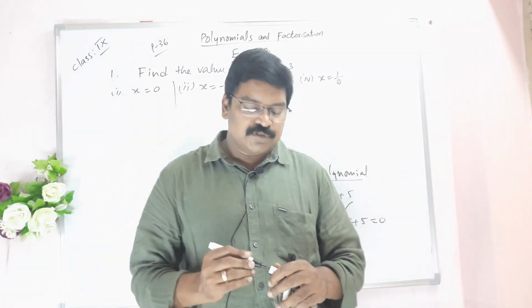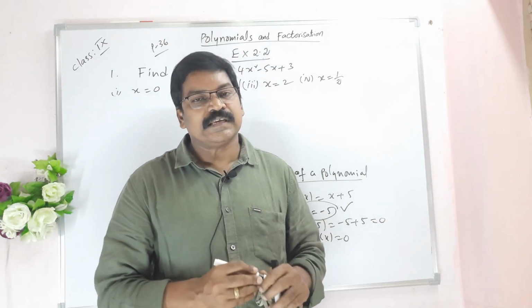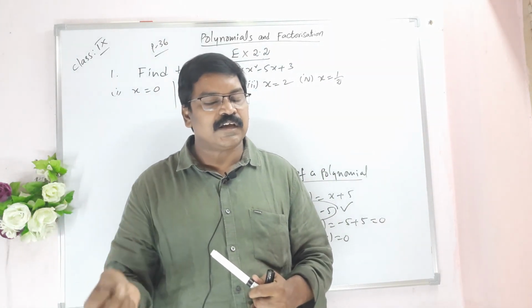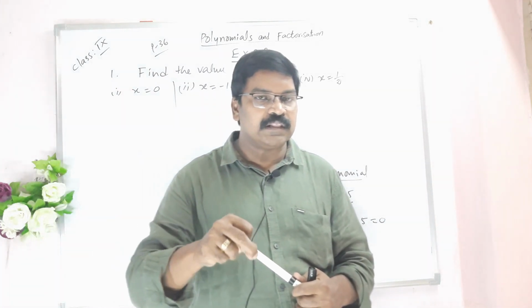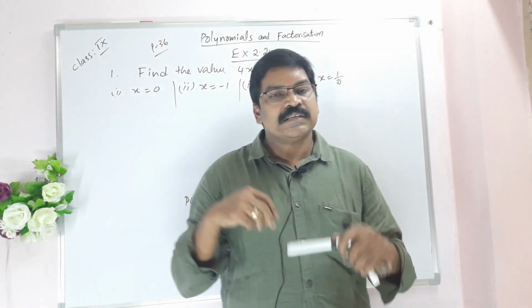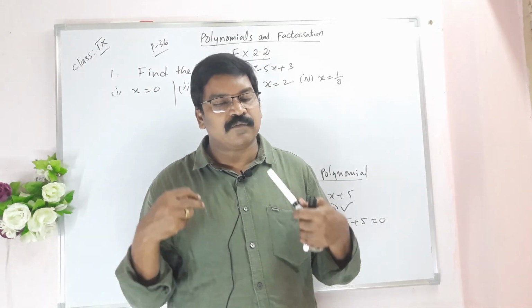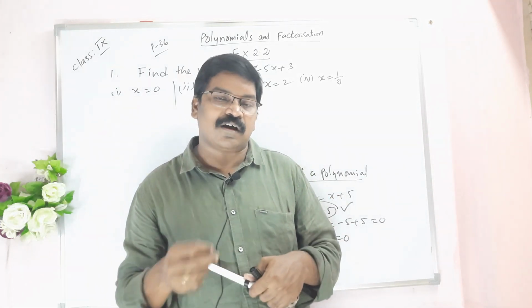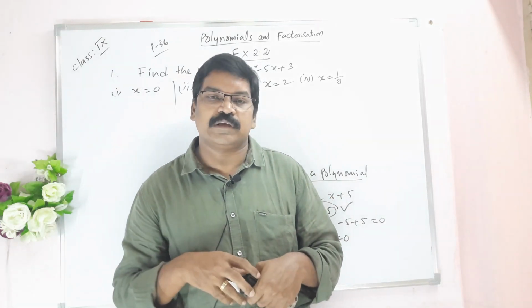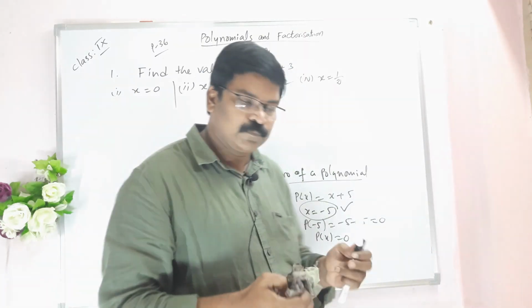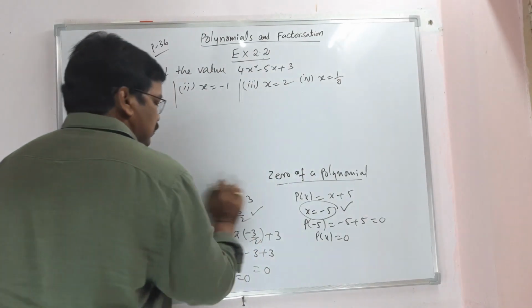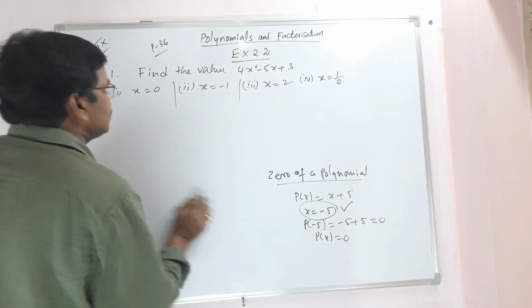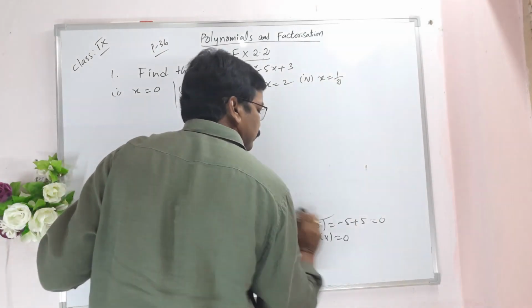Understand students? Zero of a polynomial means at some value of x, the value of the polynomial will become 0. Such value of x, variable value, is called zero of a polynomial. Okay. Understand students? Okay. Now coming to exercise 2.2.